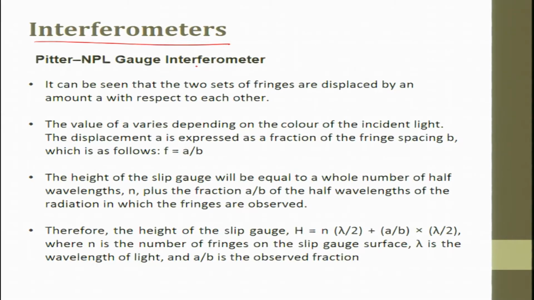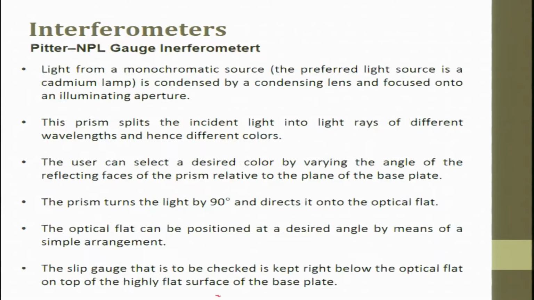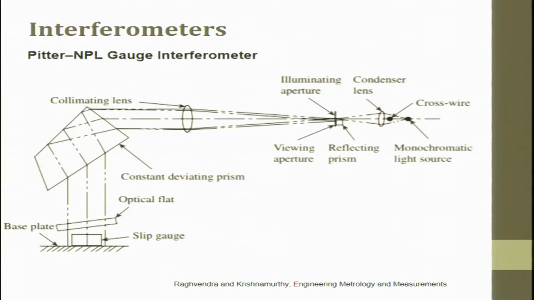The Pitter-NPL Gauge Interferometer: here I will just show you the equipment. This is the principal setup. You have slip gauges which are arranged to the height, then you take an optical flat. This optical flat is always inclined at an angle, so that you create an air wedge. Based on this air wedge you can create the fringe patterns. Then this is attached to a constant deviating prism.